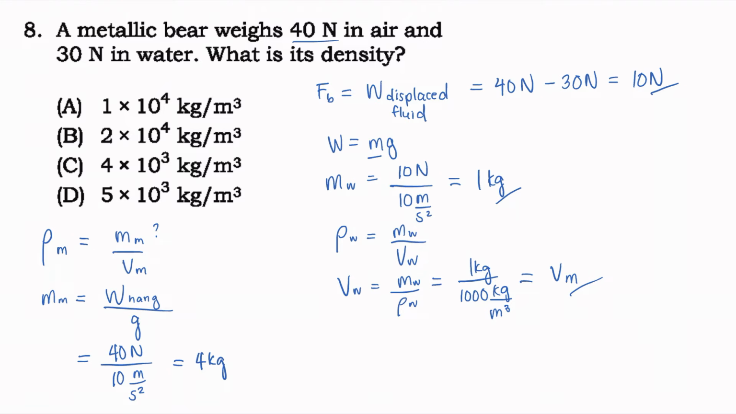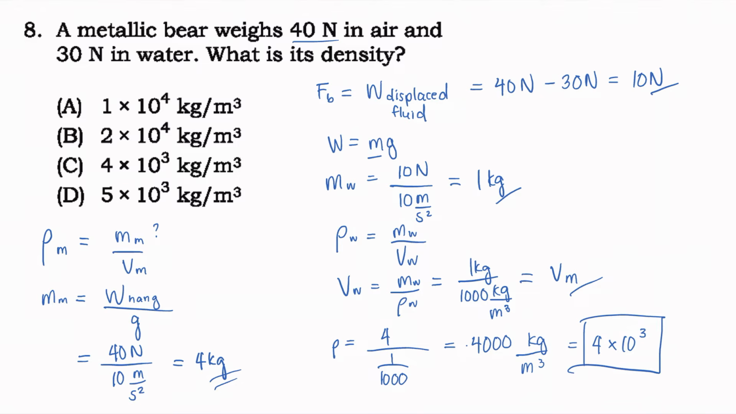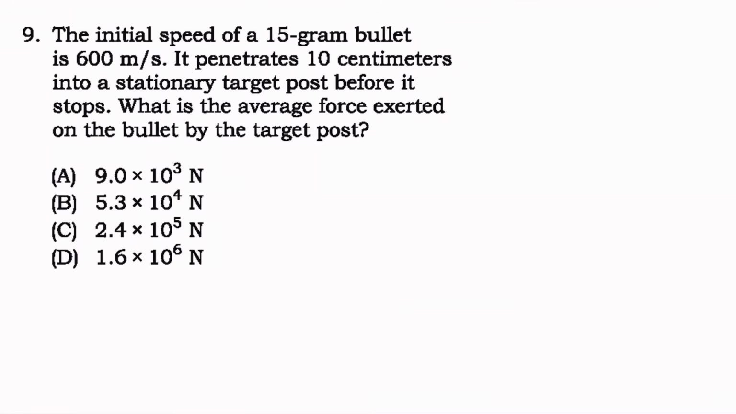So, pwede na natin i-substitute. Density is equal to yung mass ng metallic bear na 4 kilograms, over yung volume na 1 over 1,000. So, magiging 4,000 kilograms per meter cube, which is 4 times 10 raised to 3. Letter C. Number 9. The initial speed of a 15-gram bullet is 600 meters per second.